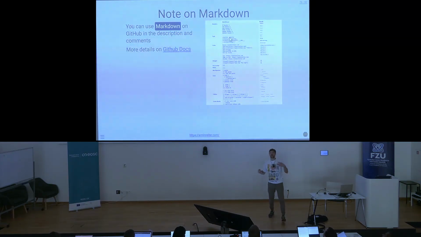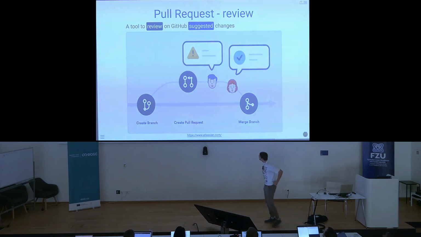Right? So you can format text to look nice very easily. Everything on GitHub uses this. So if you know Markdown, you can keep using it. If you don't know Markdown, I recommend learning it. So the pull request, overall, is a tool for review.